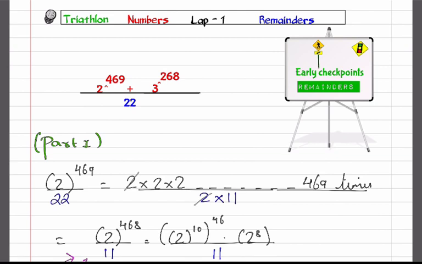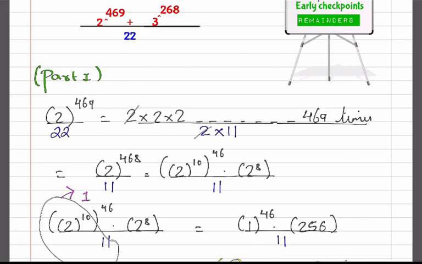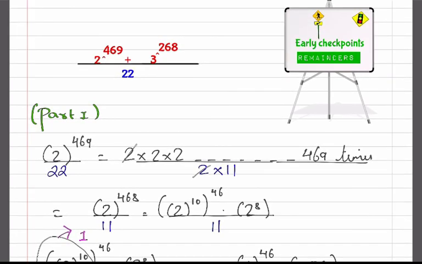Okay, now this is an early checkpoint problem. Till now we have done all the brushing up of our concepts. Let's start with one problem: 2 raised to 469 divided by 22, plus 3 raised to 268 divided by 22.